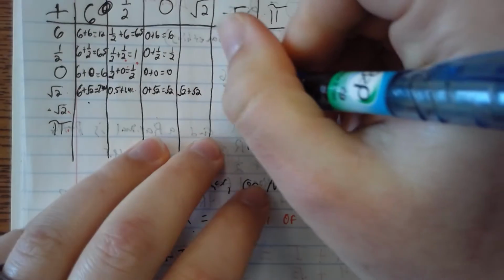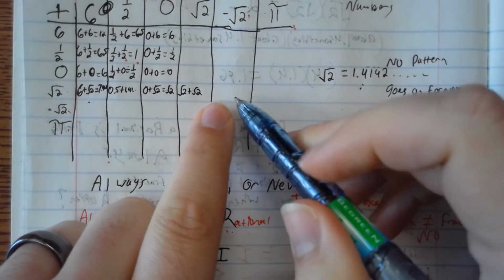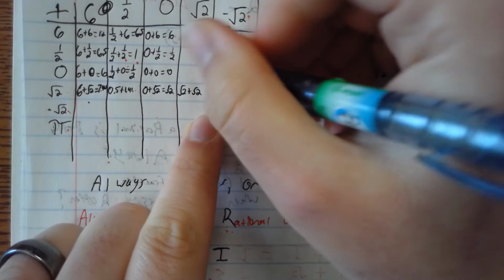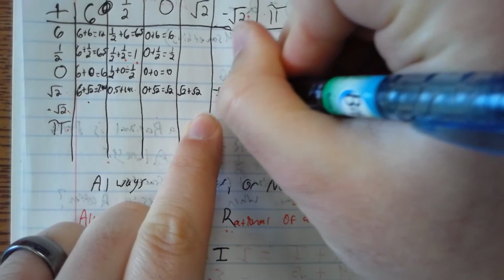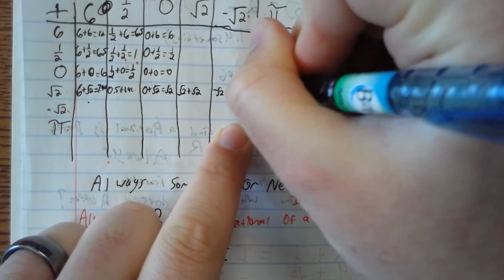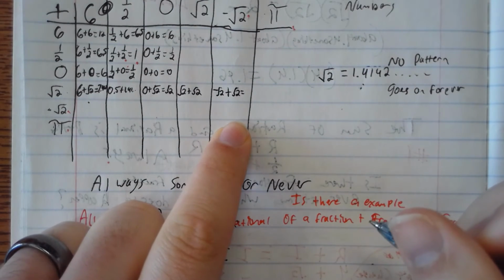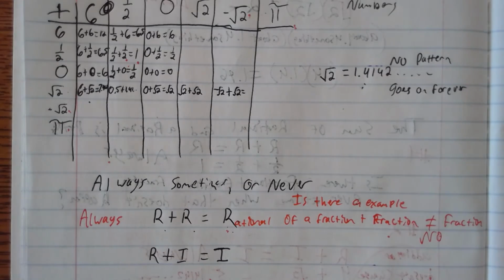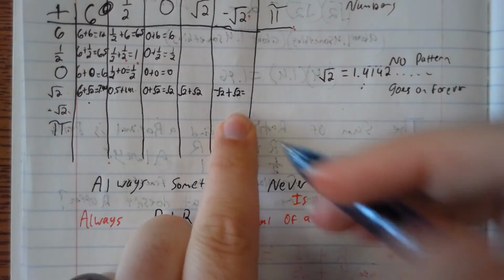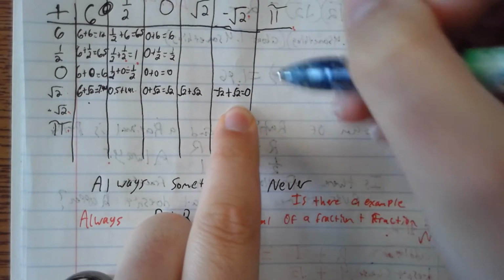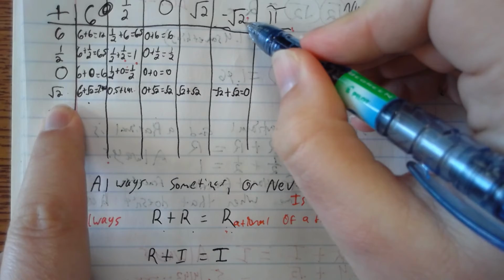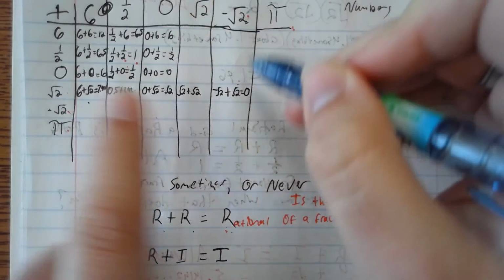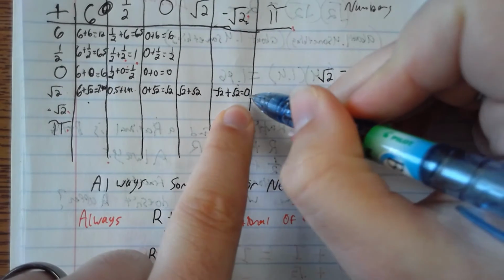But here's a case where something different might happen, because we have a negative, right? So we have a negative square root of 2 plus a positive square root of 2. I mean, if we took negative 2 plus positive 2, we get 0. So the same is going to happen here. We're going to get 0 here. So that's interesting, right? Because these are two irrational numbers, square root of 2 and negative square root of 2, but we added them to get a rational number.